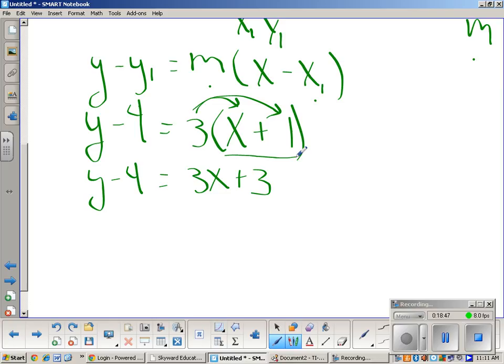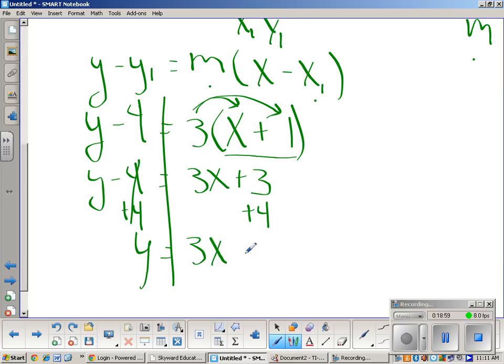I don't know what to do. John, help us out. You gotta add 4 to both sides. I'm going to add 4, and I'm going to add those on like terms. So I'm left with y equals 3x plus 7. Okay? Make sure all this is on your notes.